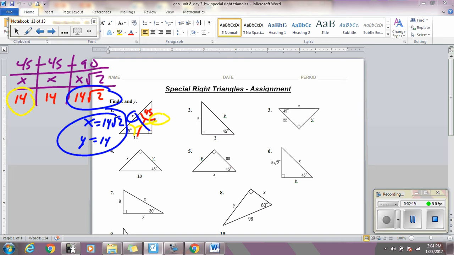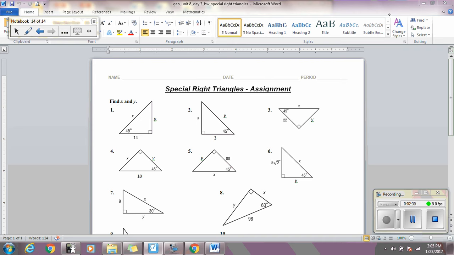There's really no mathematics involved necessary. You just simply need to remember this pattern. So for number 3, it's also a 45, 45, 90. So just, again, get in the habit of writing that out as well as the pattern.